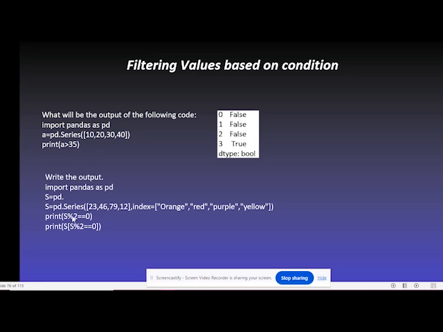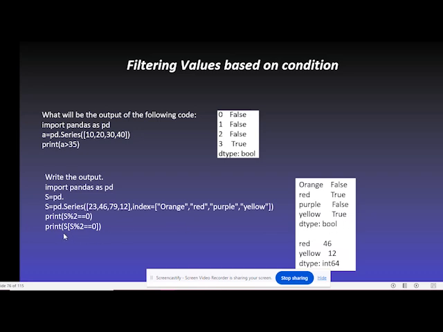We'll see. Which is the first value of the series? 23. 23 modulo 2, what is the value? 23 will be divided by 2 and the remainder will be returned. Is it 0? No, it is an odd number, so the remainder is 1. 1 equal to 0, this condition is false. So at orange, these are the indexes, right? Orange, red, purple, yellow. At orange we will have false. See the next one, 46. Is it true? Yes, this will be 0. 46 modulo 2 is 0. So at red we will have true. 79 again false. 12 true. So orange false, red true, purple false, yellow true.